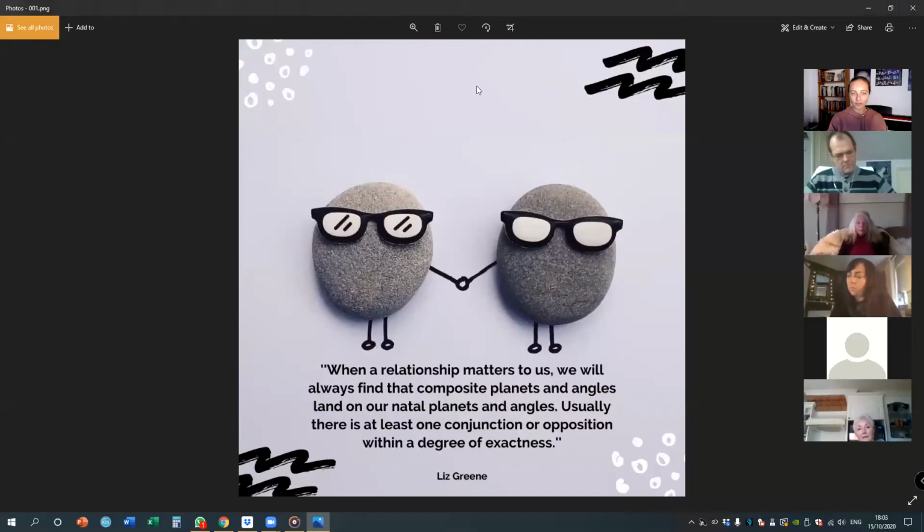So another quick quote I wanted to share with you is, in general, so when a relationship matters to us, again, Liz Green, they're all from her this time, we will always find that composite planets and angles land on our natal planets and angles. Usually there is at least one conjunction or opposition within a degree of exactness. So that's very common. I have been playing quite a lot with composite charts because they're very interesting for me. And interestingly, they are extremely accurate.